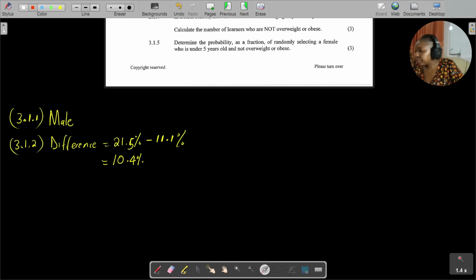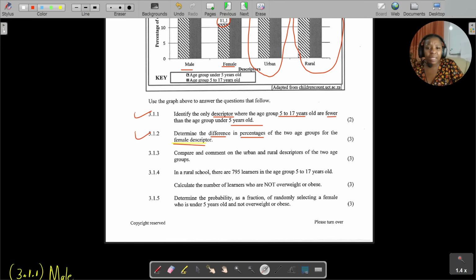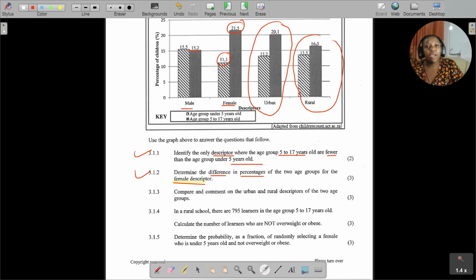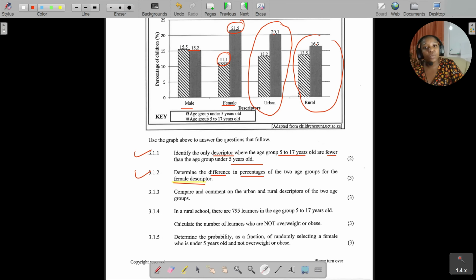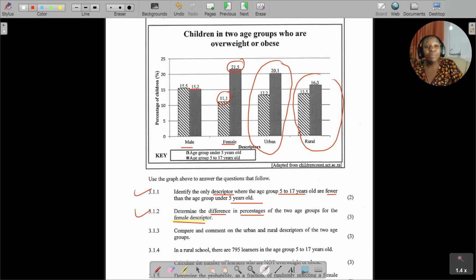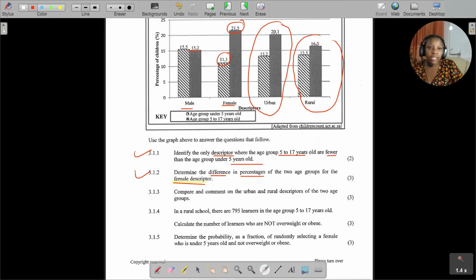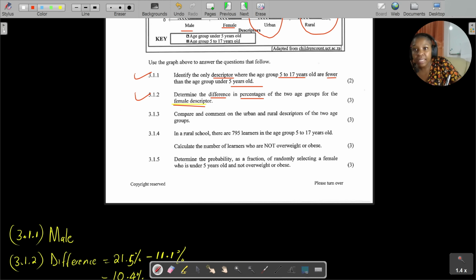Okay, so we can see, right? I'm not going to write this down, guys. I've basically mentioned that. You just want to compare what you can see. What are the differences? What are the similarities that you can see when it comes to these two descriptors? We can see that with the children under 5 years old, the percentage of children that are overweight and obese is almost the same. But when it comes to children between the age groups of 5 to 17, in the urban areas we've got a high percentage of children that are obese compared to in the rural areas. So here, I've basically explained that part.